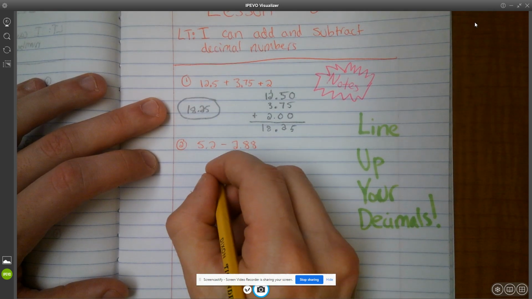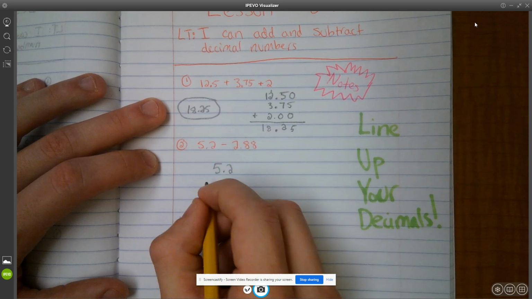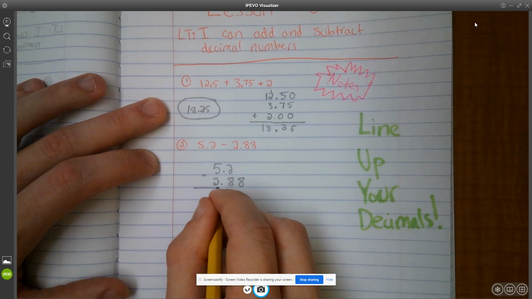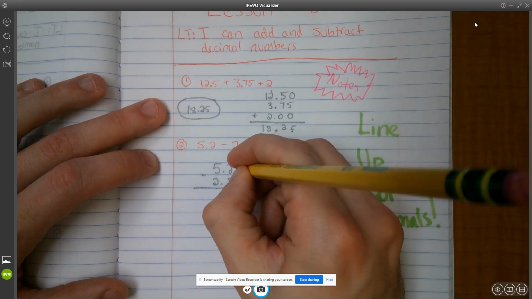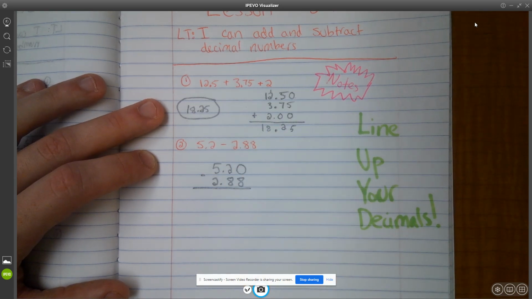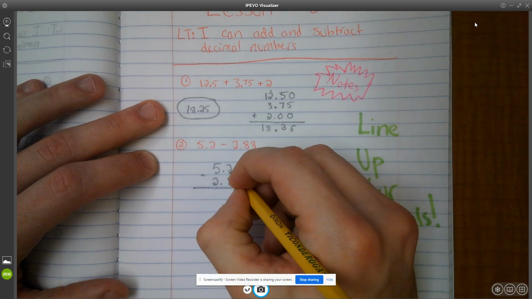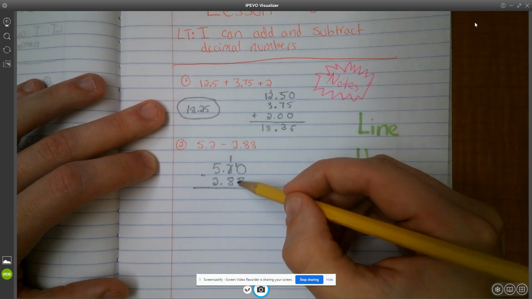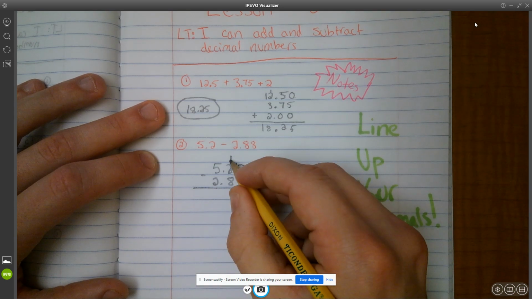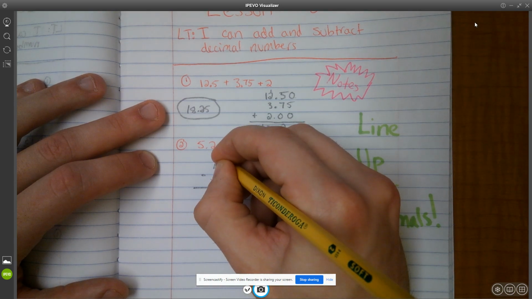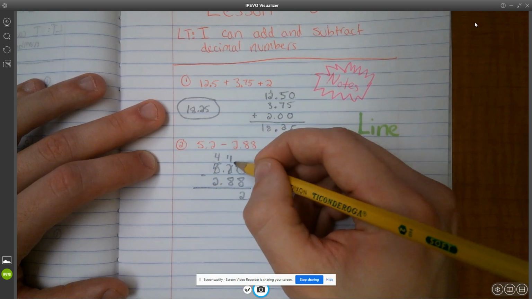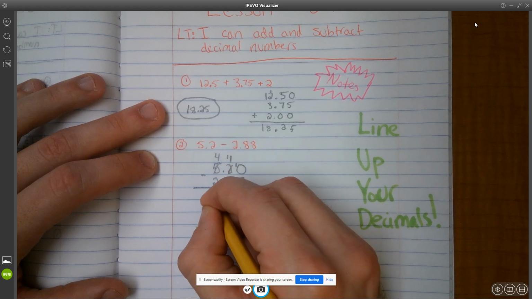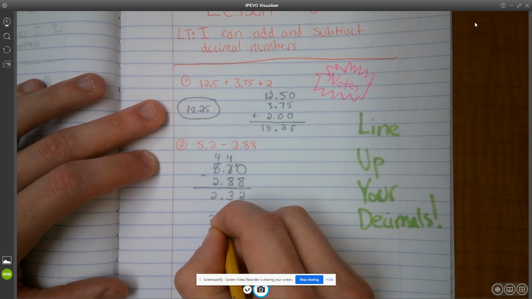Same thing with subtraction. We're going to go 5.2 minus 2.88. We're going to fill that in with a 0. You might remember from elementary that you can't take 0 from 8, so we're going to have to borrow. It's going to become 1. This becomes 10. 10 minus 8 is 2. Can't do 1 minus 8, so again, we need to borrow. This becomes 4. 11. 11 minus 8 is 3. Bring our decimal down, and 4 minus 2 is 2. So we get 2.32.